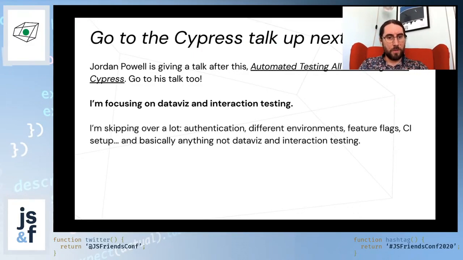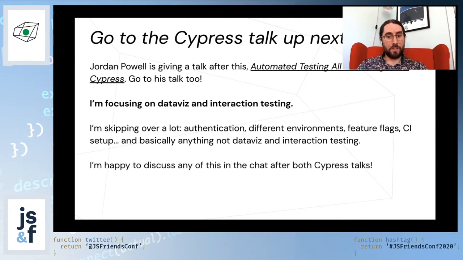There are a lot of things I'm skipping over, like authentication, how you use Cypress against different environments, dealing with feature flags, how you set it up in CI. There are also some best practice things like that command I showed before, and the use of commands in general. I'm not going to talk about that a ton, but I'm happy to discuss any of that in the chat after this talk and after the next Cypress talk. I'm looking forward to getting to talk with all of you about how you use Cypress and questions and all that.